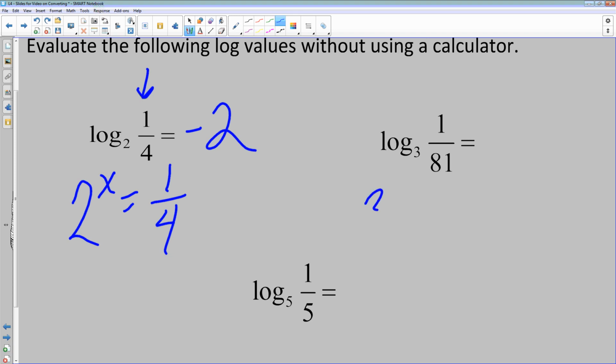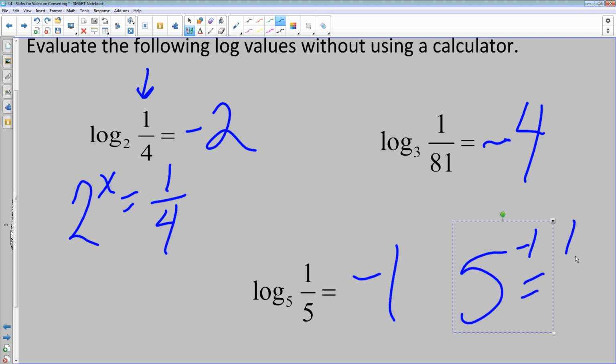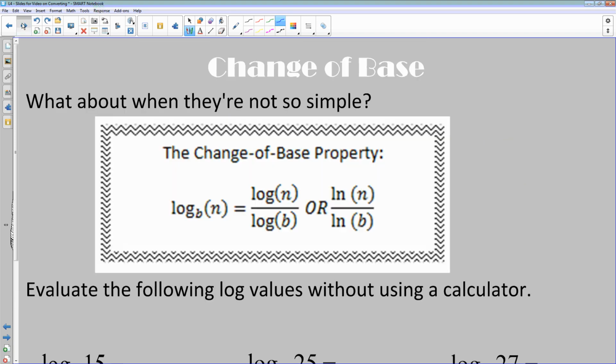3 to what power equals 1/81? Again, it's a fraction, so we know it has to be a negative exponent, but just think about 3. 3 to what power is 81? 3 to the third power is 81, so this is going to be the negative third power, or sorry, negative fourth power. I apologize, it's been a long day. -4. And then log base 5 of 1/5, that's going to be -1, because 5 to the negative first power is 1/5. We know 5 to the first power is 5. So when it's a negative exponent, it's a fraction answer.